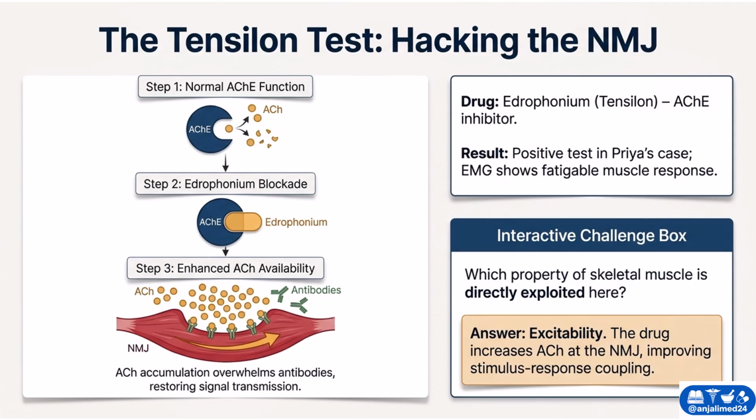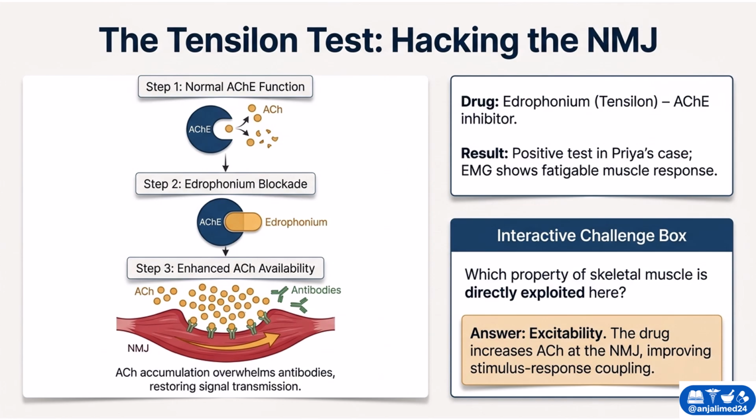Now, let's see how doctors confirm myasthenia gravis using the Tensilon test. Step 1. Under normal conditions, the enzyme acetylcholinesterase, or AChE, rapidly breaks down the acetylcholine at the neuromuscular junction. This limits how long acetylcholine can stimulate the muscle. So, in myasthenia gravis, many acetylcholine receptors are blocked by the antibodies. So, the signal becomes weak.